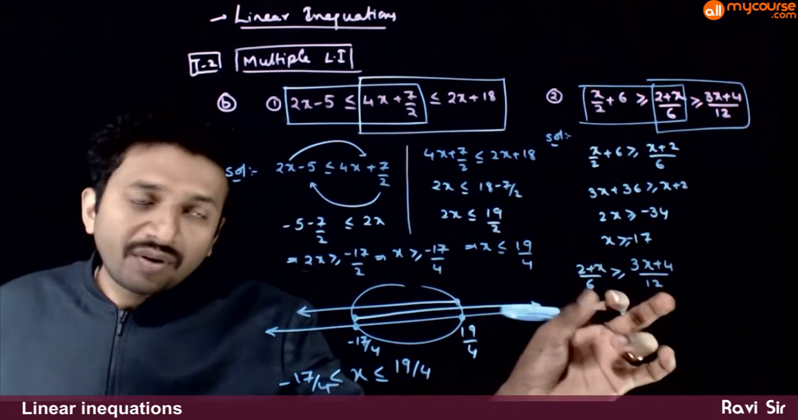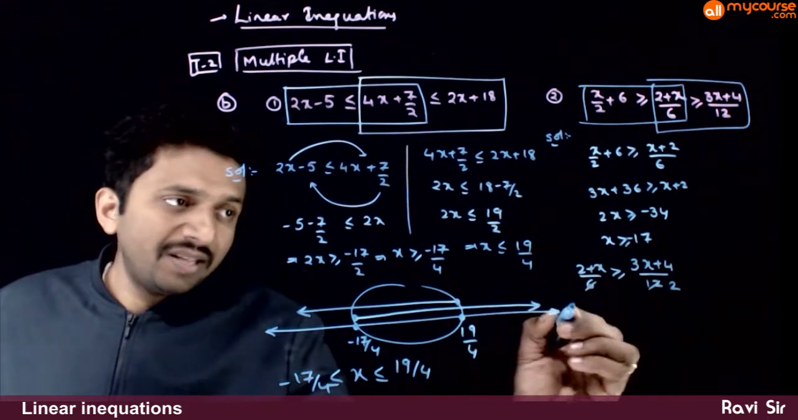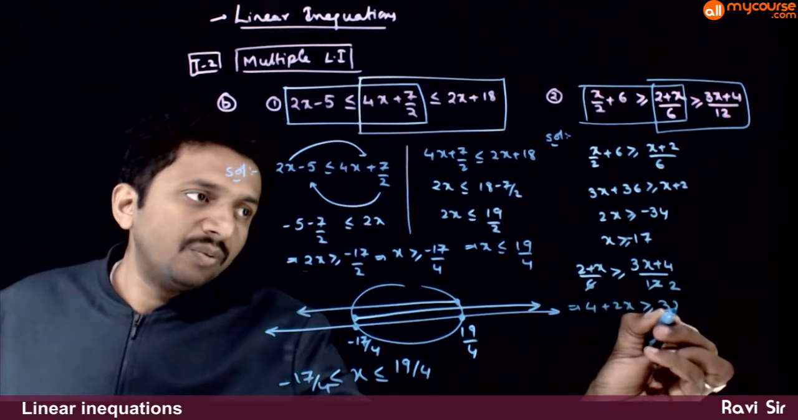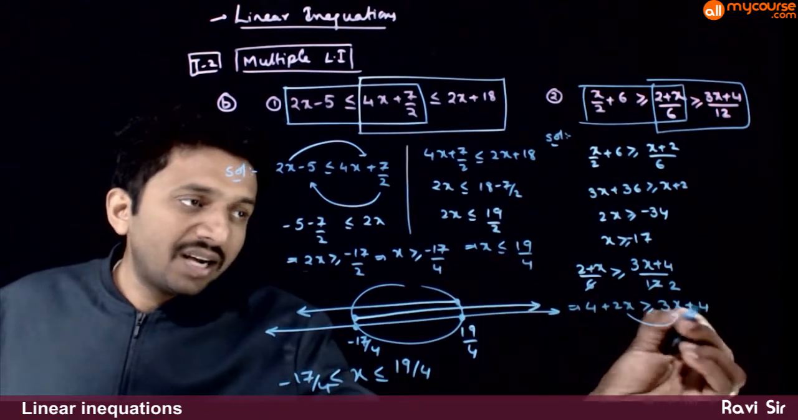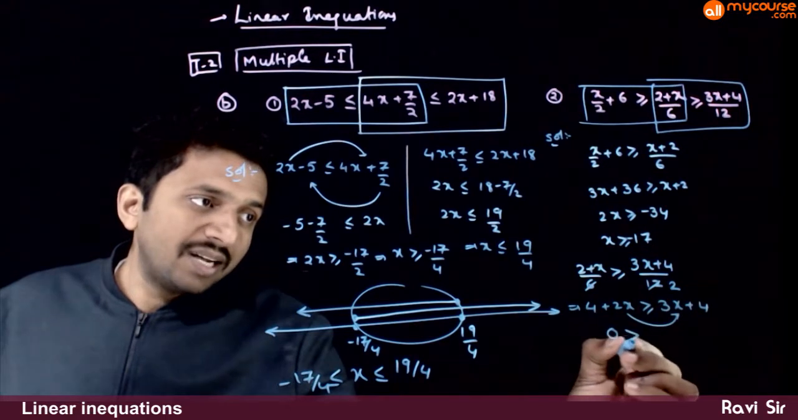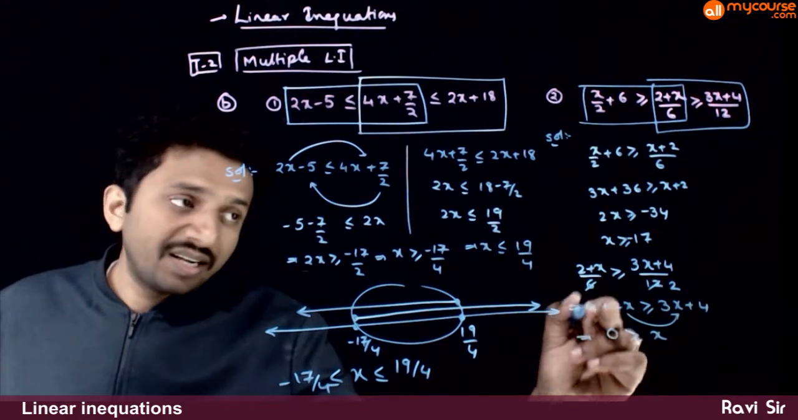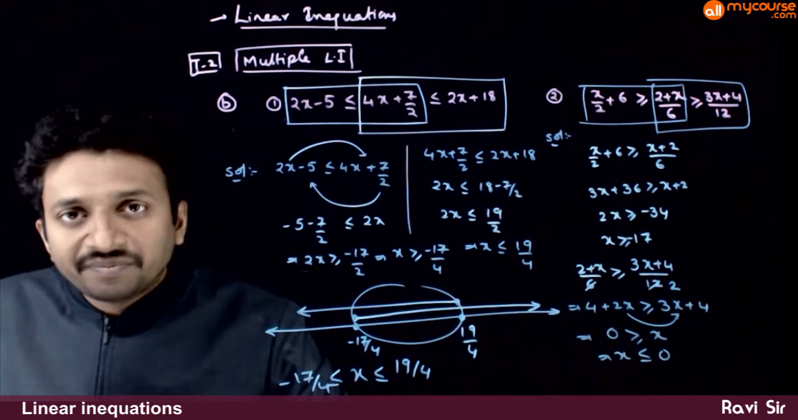Because 6 and 12 are positive numbers, I can cancel this out 2 times. So I can cross multiply this. 4 plus 2x is greater than or equal to 3x plus 4. If I send this 2x here and 4 here, 0 is greater than or equal to x. That is, x is less than or equal to 0.